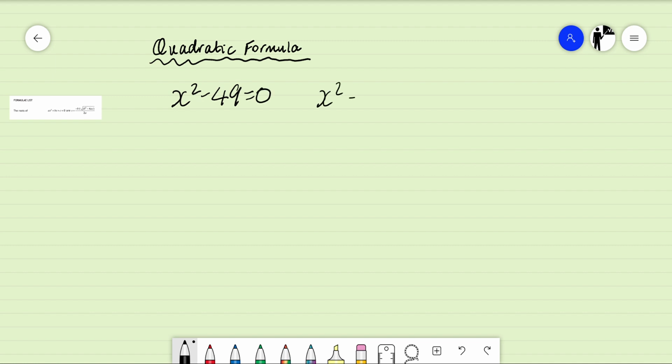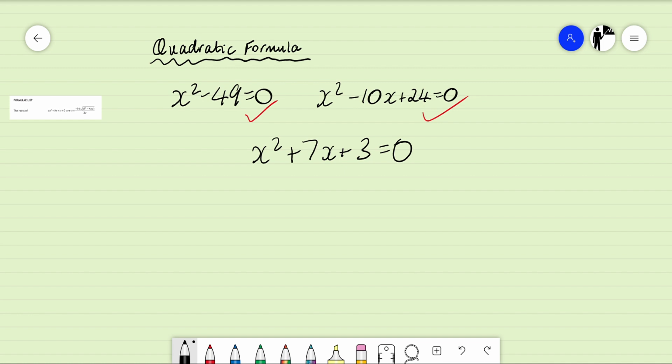We could solve this equation because we could factorise it, we could split it and we could solve it. These both could be solved. But what if we had x squared plus 7x plus 3? There's no common factor, there's no difference of two squares, there's no factors of 3 that make 7. This can't be solved. So what we need to be able to do is find a way to figure out what values of x make this 0. And in order to do that, we use what is called the quadratic formula.